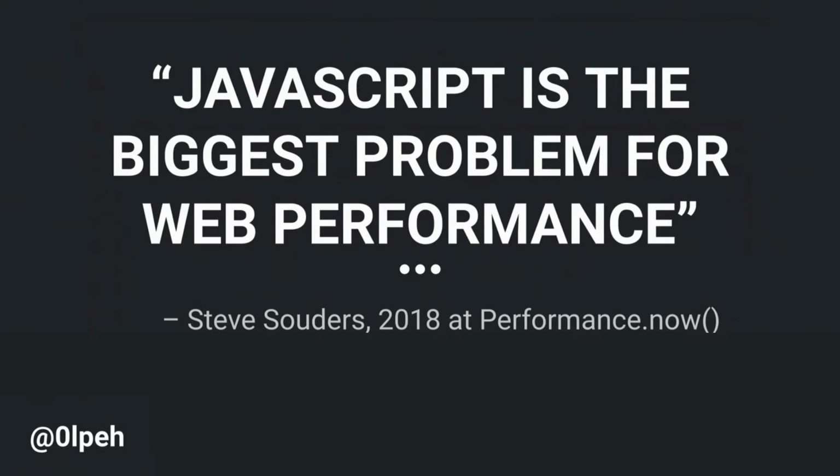And as Steve Souders put this in 2018 when we were visiting the Performance.now conference, he said that JavaScript is the single biggest problem for web performance today. It's because if you have render blocking JavaScript, or if your content is rendered by JavaScript, then it delays the time when the content gets visible on the screen.